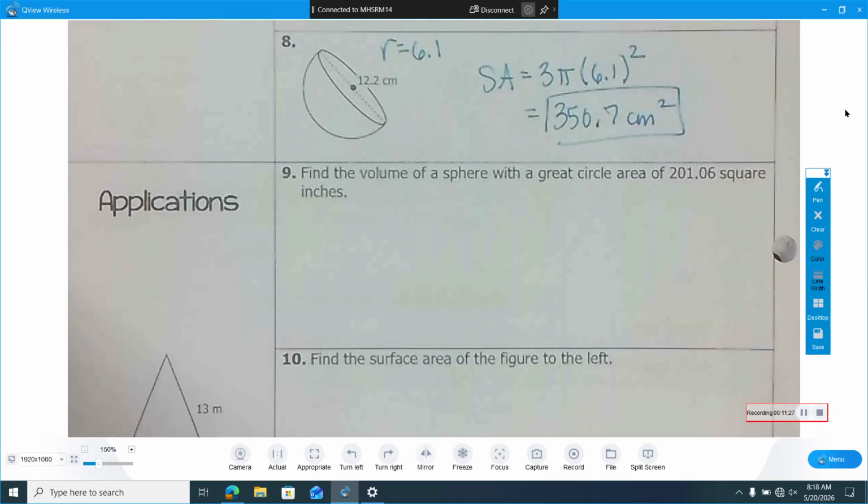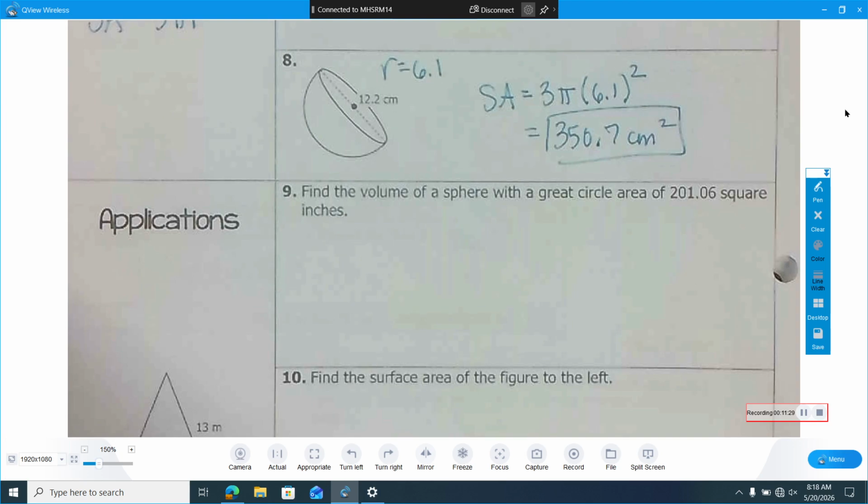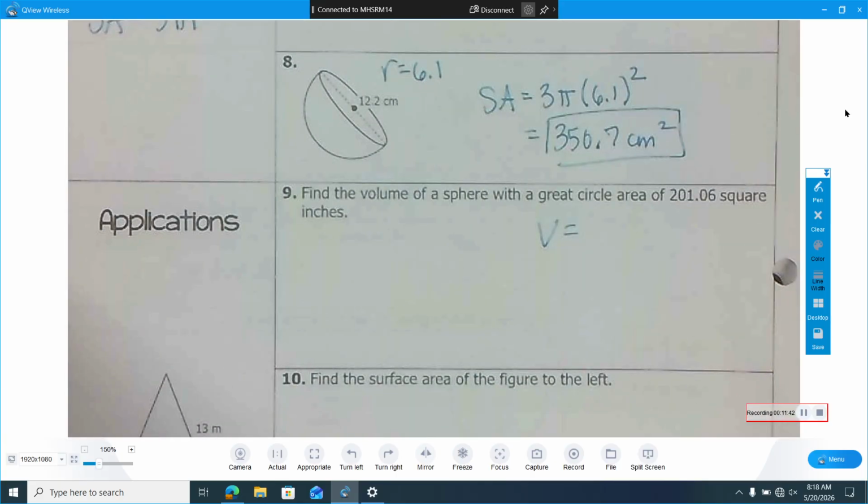Today you have a worksheet, so you actually do need applications. So let's talk about number 9 here. Find the volume of a sphere. So we want to know the volume. That's what we're trying to figure out.